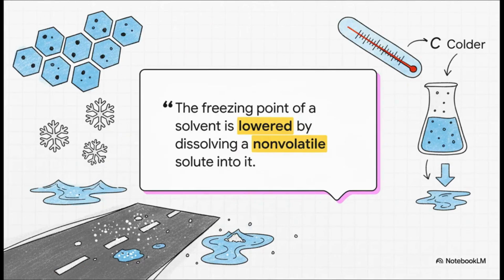And pretty much the same logic works for freezing. To become ice, water molecules need to line up in a nice, neat, orderly crystal. But those solute particles get in the way again. They disrupt the party and make it harder for that crystal to form. To overcome all that chaos, the system has to get even colder. And that's why we salt the roads in winter. It's freezing point depression in action.